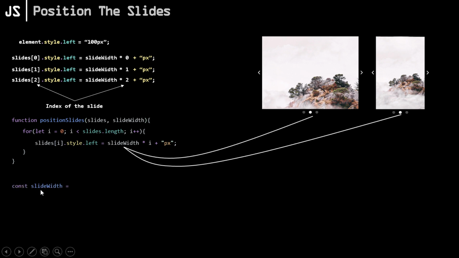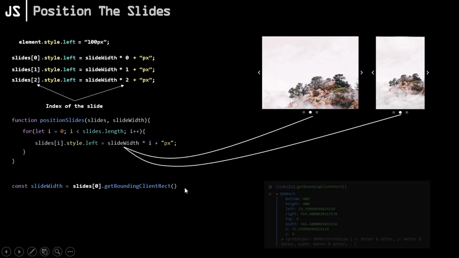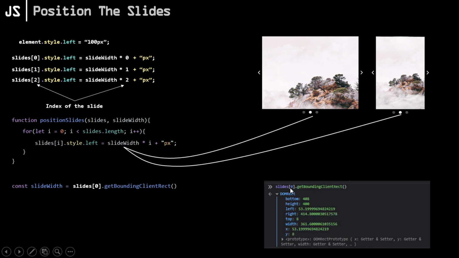So I'm gonna go and create a constant called slideWidth, which is equal to the slides with index 0, and here I'm gonna be using a method called getBoundingClientRect. When I take a look at that in my console, and by the way, this is a good way to find out what a method does or a property. So if I say slides with index 0 dot getBoundingClientRect, I will get these properties: the bottom, the height, the left, the right, the top, width, x and y. So now for us we want the width property.